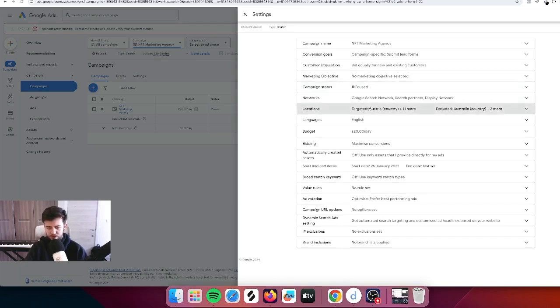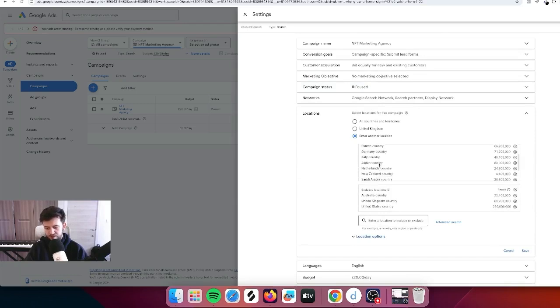Then if I go down to the locations, we actually went after all of these locations right here. So we went after UAE, Switzerland, New Zealand, Netherlands. I didn't have United States in here because the cost per lead was very expensive, but we did start out with the US and the UK until we eventually excluded those locations.